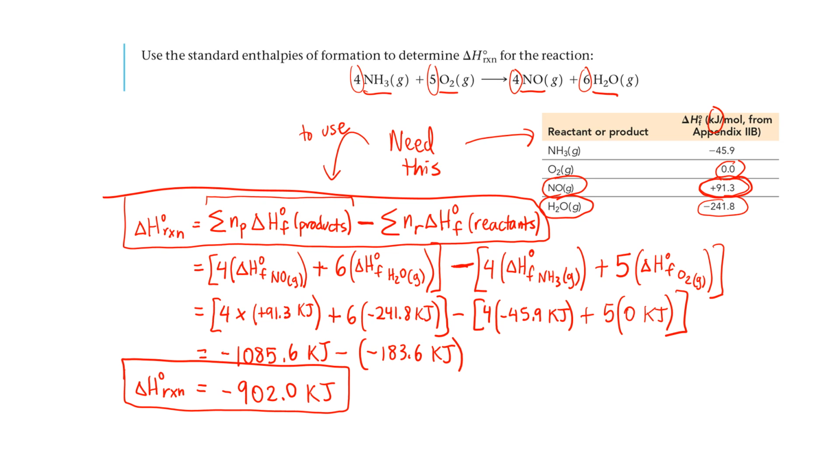So let's just summarize how we calculated delta H of a reaction. We can do it using calorimetry, the coffee cup calorimetry. We can use Hess's law if we're given all the steps for the overall reaction. Or we could do it this way, using this equation, using the standard enthalpies of formation.